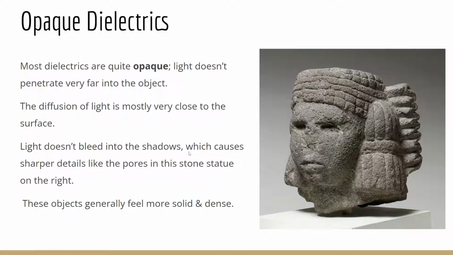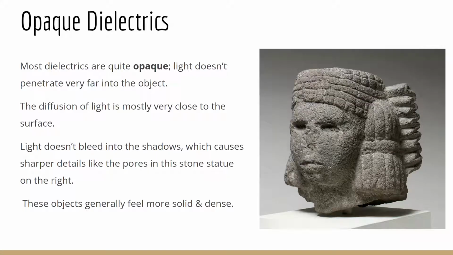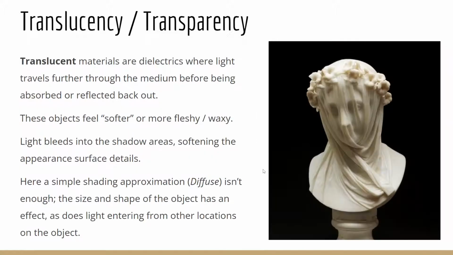Light doesn't bleed into the shadows, which we'll see this effect later on, which causes sharper details like these pores. You can see these pores in this rock, which is very opaque, which causes a very harsh and sharp look. And these objects generally feel more solid and dense. So most dielectrics that we've looked at and everything that would have diffuse shading approximation are going to be these opaque dielectrics like stone, wood, a lot of plastics, concrete, clay, dirt, right? So light doesn't penetrate very far underneath. And so we use that really simple diffuse approximation because it's cheap and efficient and gets the job done.